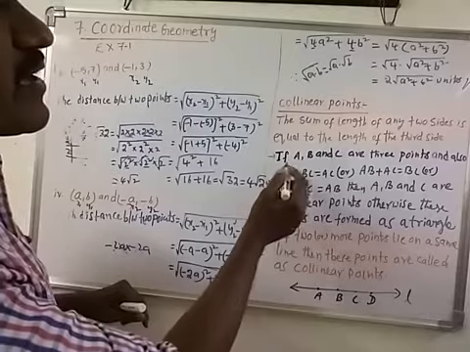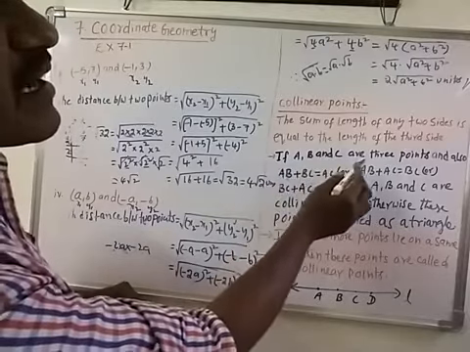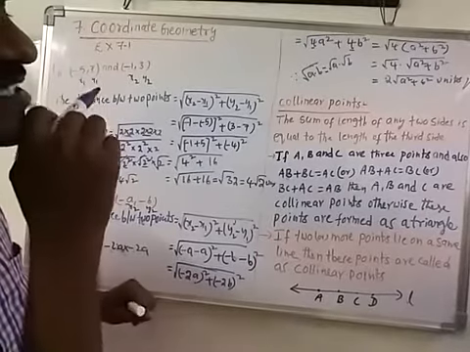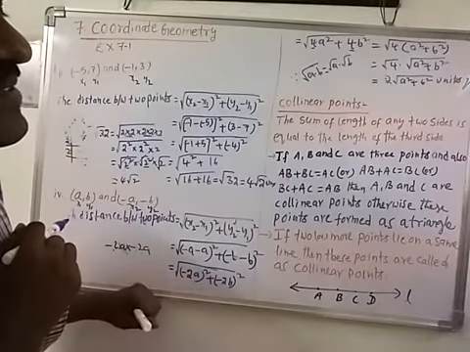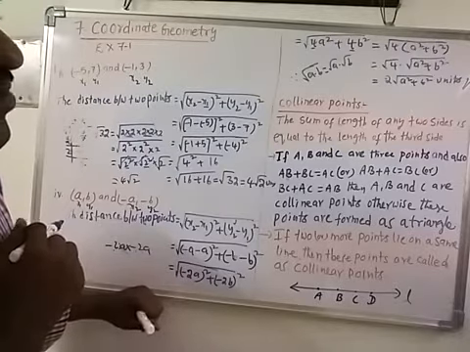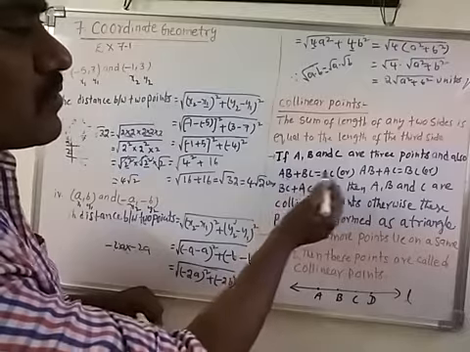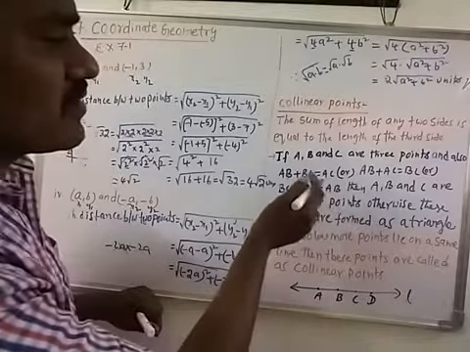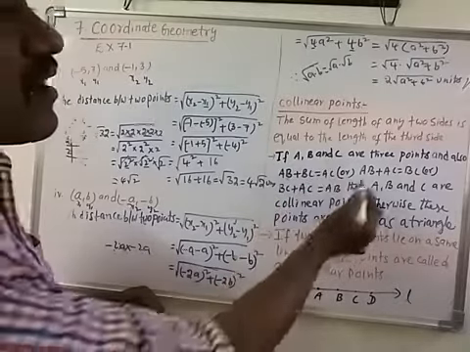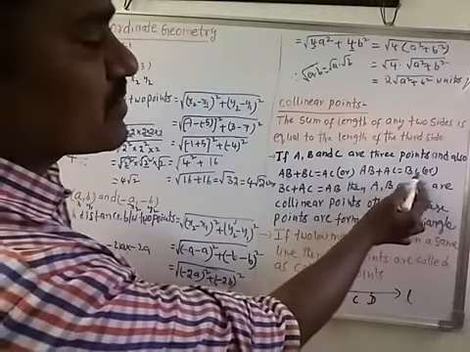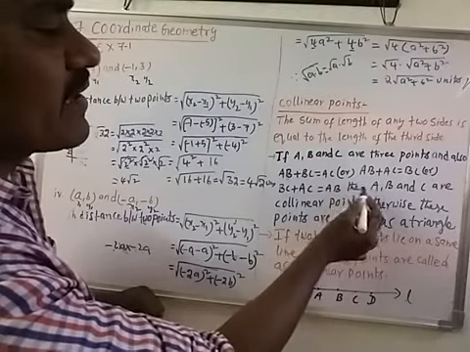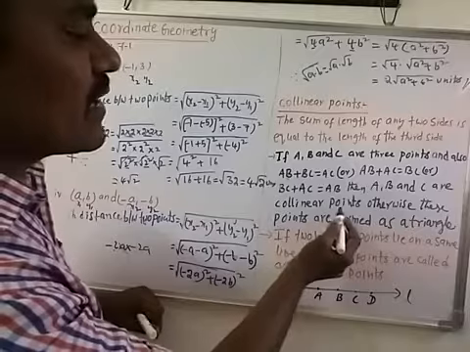Now if we take A, B and C as three points, and we find the distance AB, the distance BC and the distance AC, and these satisfy AB plus BC is equal to AC, or AB plus AC is equal to BC, or BC plus AC is equal to AB, then A, B and C are collinear points.